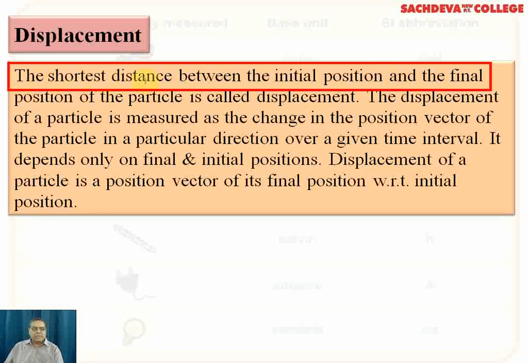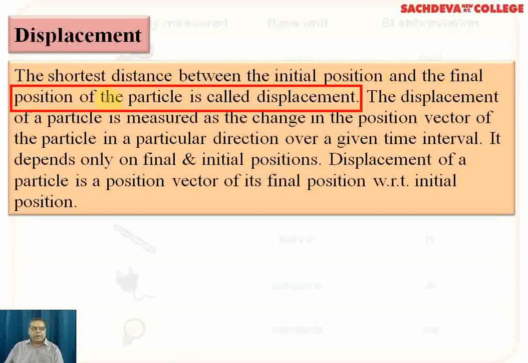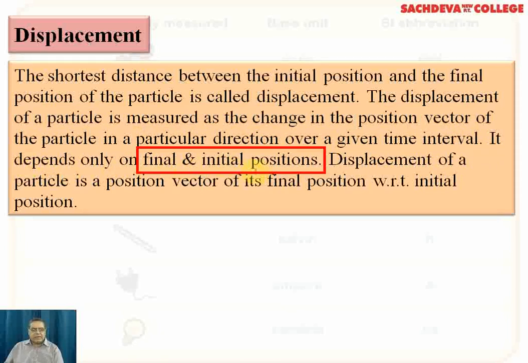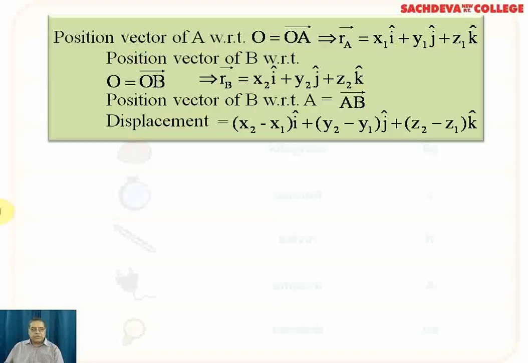The shortest distance between initial position and the final position of the particle is called displacement. The displacement of a particle is measured as the change in position vector of the particle in a particular direction over a given time interval. It depends only on the final and initial positions. Displacement of a particle is the position vector of its final position with respect to its initial position.